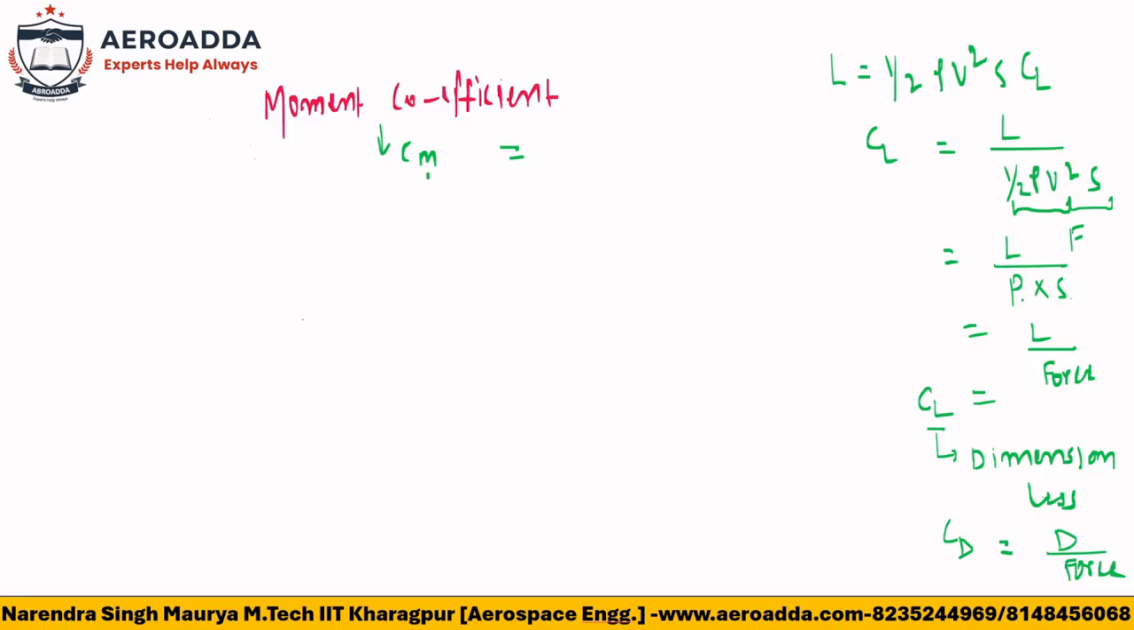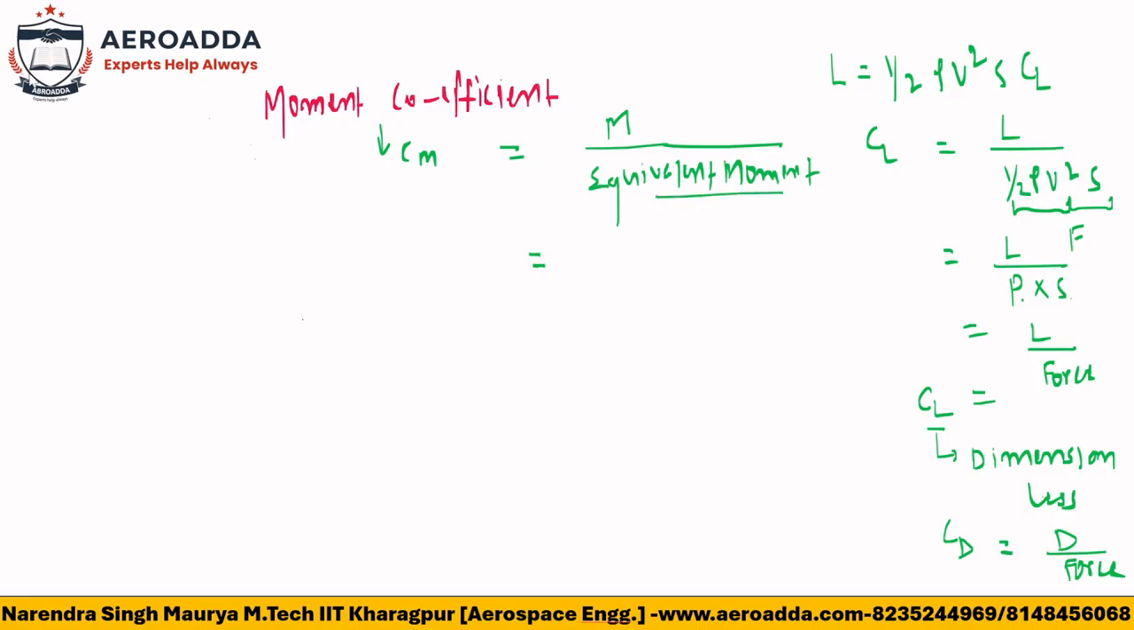So similarly, if I say moment coefficient, it should be the moment, and there will be the equivalent moment. I hope you all understood. Equivalent moment should be there. Just like, see this force. CL lift coefficient is the force divided by equivalent force. CD is the force divided by equivalent force. If I say CM moment coefficient, it should be moment divided by equivalent moment. Now the point is, what will be this equivalent moment?